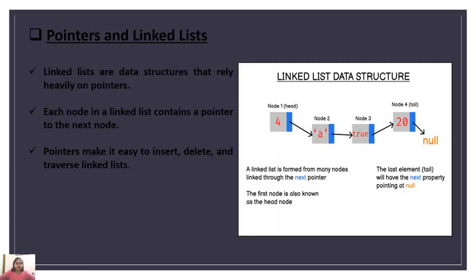Pointers and linked lists. Linked lists are data structures that rely heavily on pointers. Each node in a linked list contains a pointer to the next node. Pointers make it easy to insert, delete, and traverse linked lists. Linked list data structure. A linked list is formed from many nodes linked through the next pointer. The last element will have the next property pointing at null. The first node is the head node.